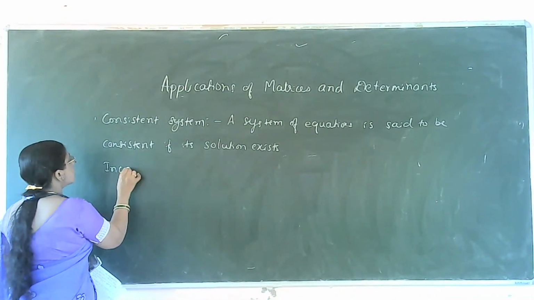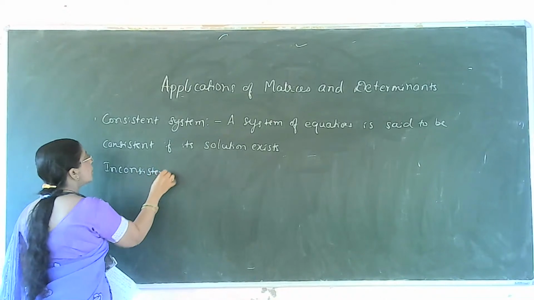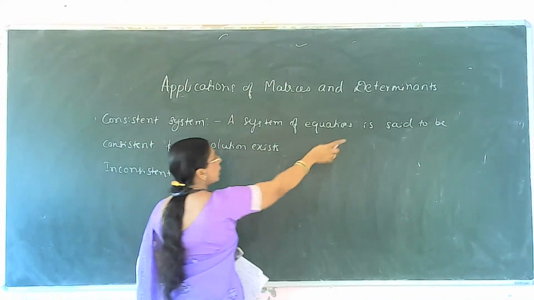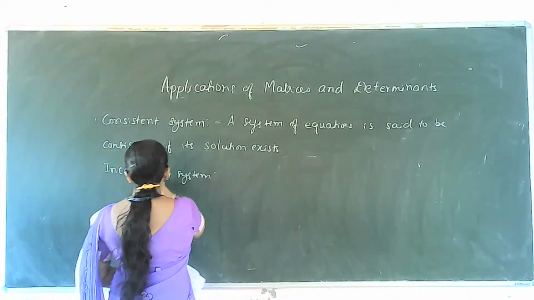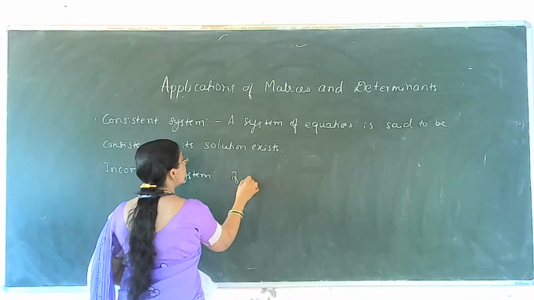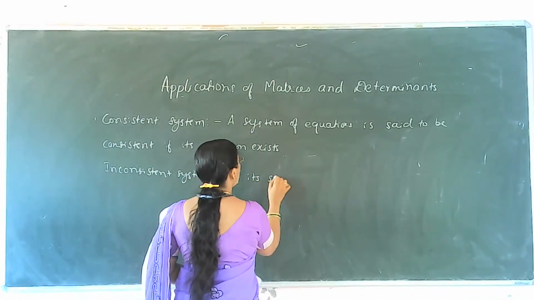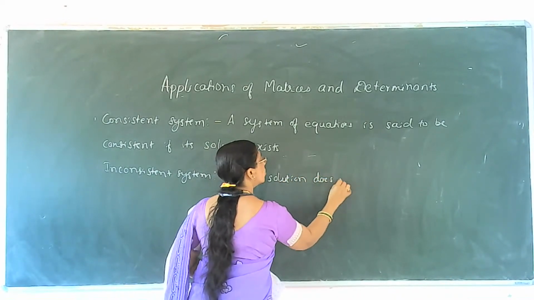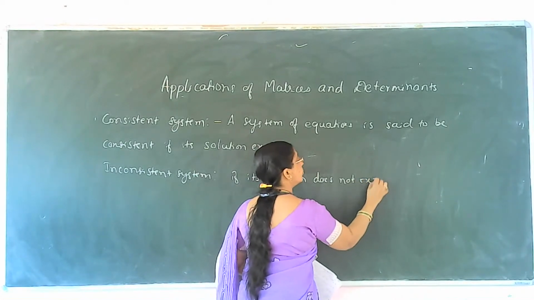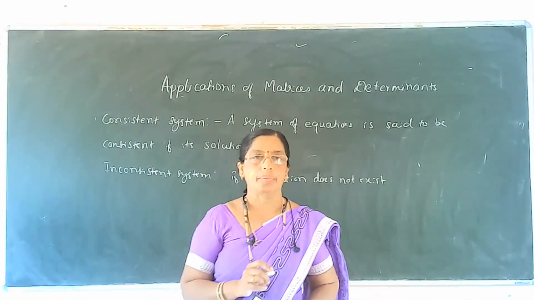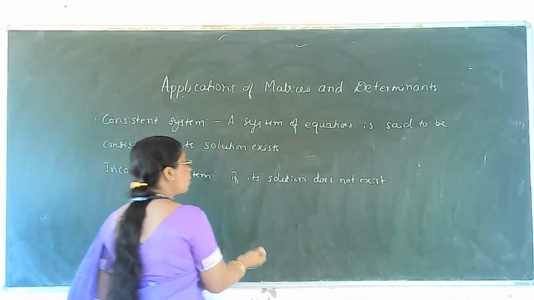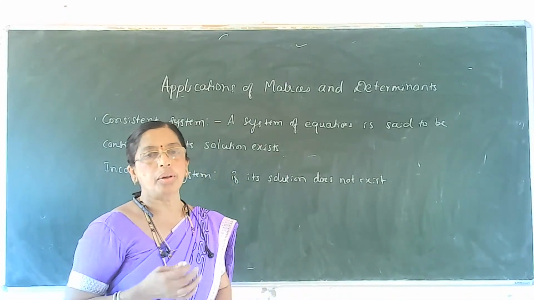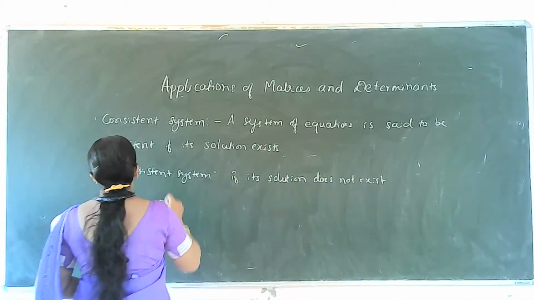Inconsistent system. A system of equations is said to be inconsistent if its solution does not exist. If there is a solution, we can find the solution. If there is no solution, we can't solve the equation.